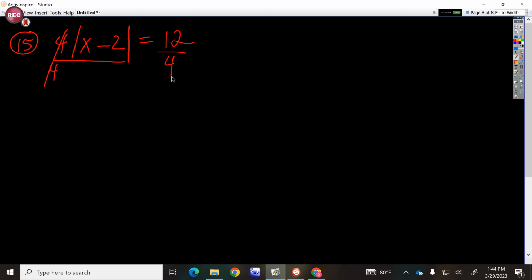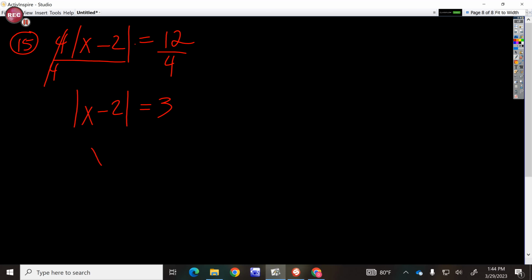All right, number 15 now. That should be number 15. So it's tricky. A lot of people try to distribute the 4 into the absolute values. It's easier than that. You don't have to make those numbers larger. All you do is divide by 4 first on both sides. Once you have the absolute value sticks alone by themselves, then you can rewrite this equation 2 times.